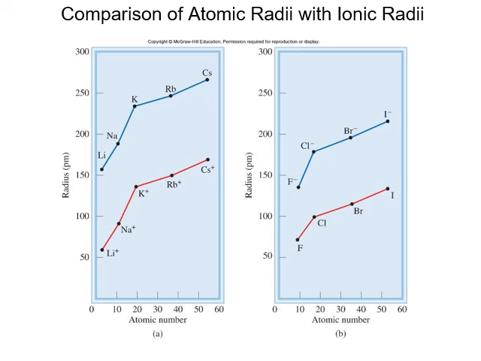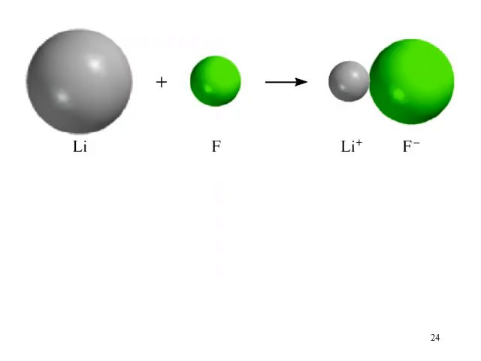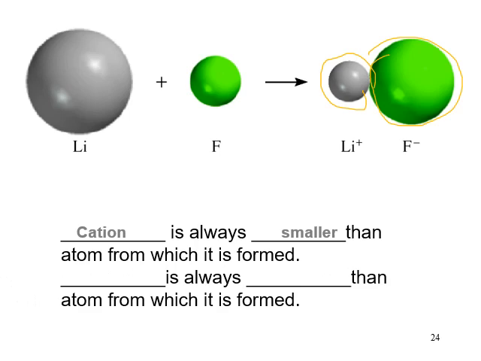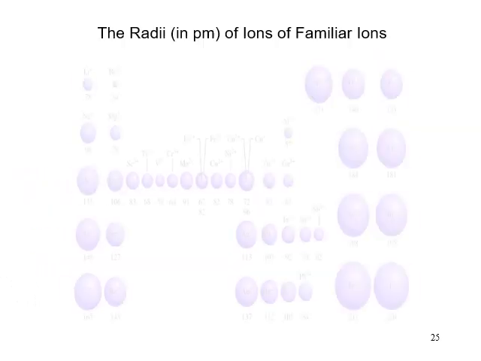Now, as far as ions are concerned, when ions are formed, an atom either gains electrons or loses electrons. If it loses electrons, it gets smaller. If it gains electrons, it gets bigger. So when a chemical reaction occurs, like to make lithium fluoride, which is an ionic compound, lithium gets smaller and fluoride gets bigger. The cation is always smaller and the anion is always larger than the atom from which it was formed.